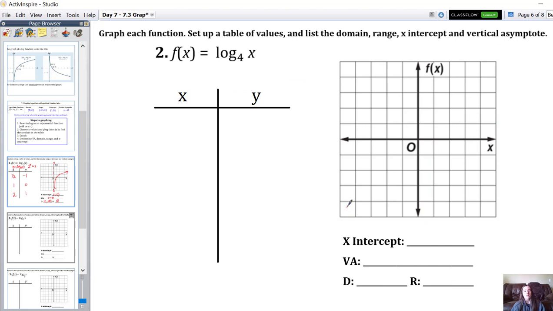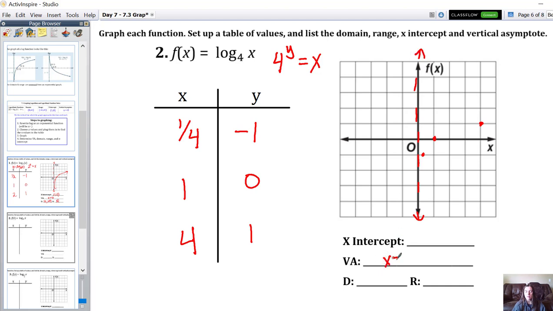Now we have f of x equals log base 4 of x. Rewriting this in exponential form, we have 4 to the y. I changed the f of x to a y. 4 to the y equals x. I'm going to keep those same y values that I did last time. -1, 0, and 1. 4 to the -1 is 1 over 4, or 0.25. 4 to the 0 is 1. 4 to the 1 is 4. So our points are at (1/4, -1), (1, 0), and (4, 1). Vertical asymptote at x equal to 0. And we can graph our logarithmic function. Domain, 0 to infinity. Range, all real numbers.